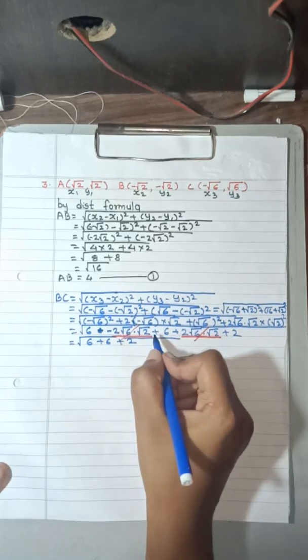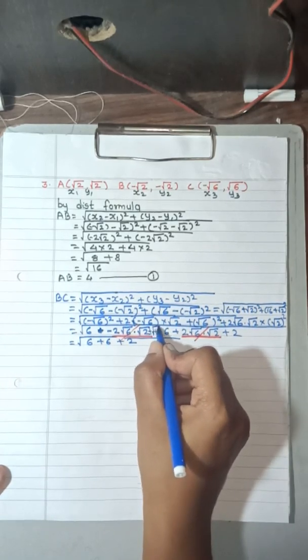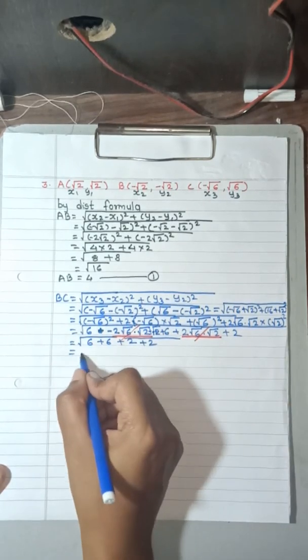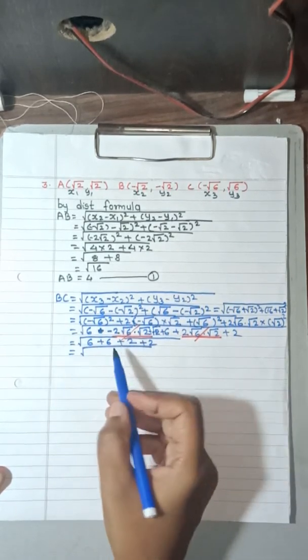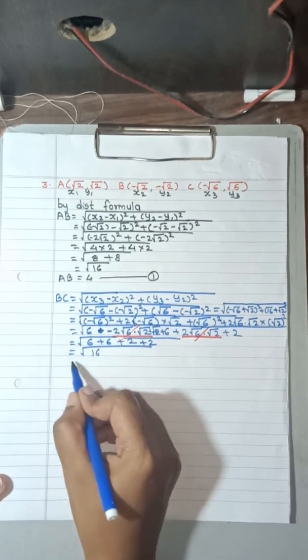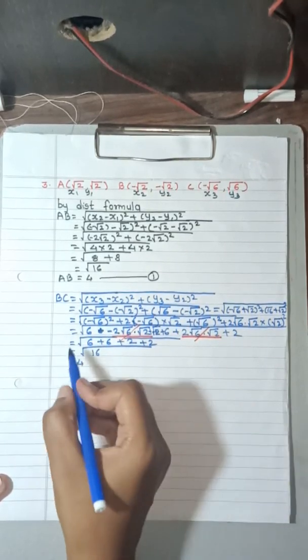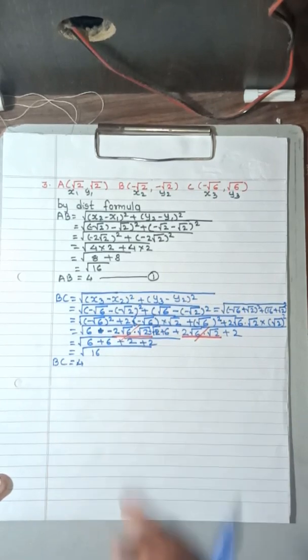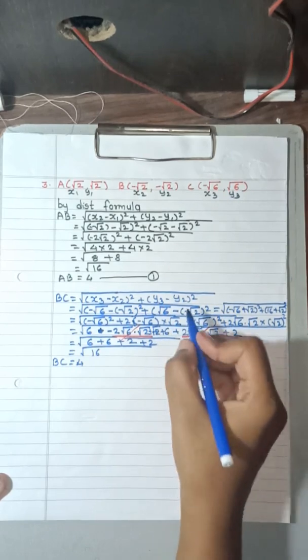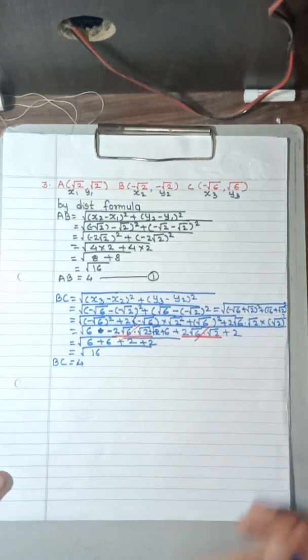Oh, sorry, I forgot to write here one more 2 plus 2. That will give you under root of 6 plus 6 is 12, 12 plus 2 is 14, 14 plus 2 is 16. And that is equal to 4. Okay, BC is equal to 4. I had forgotten to write this root 2 square over here. Now we have got the value of BC.